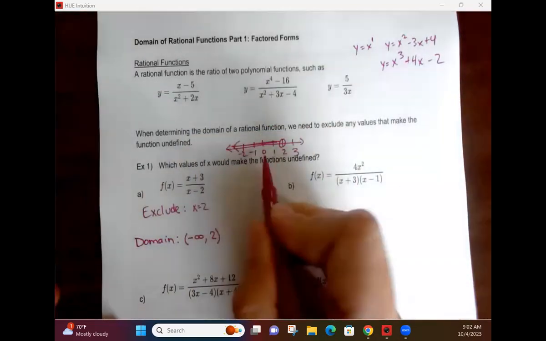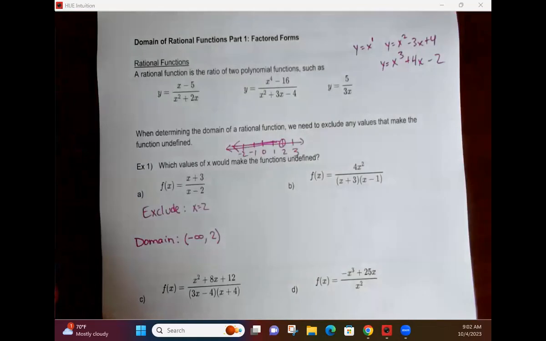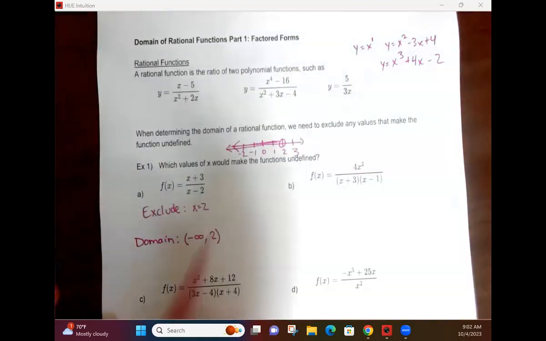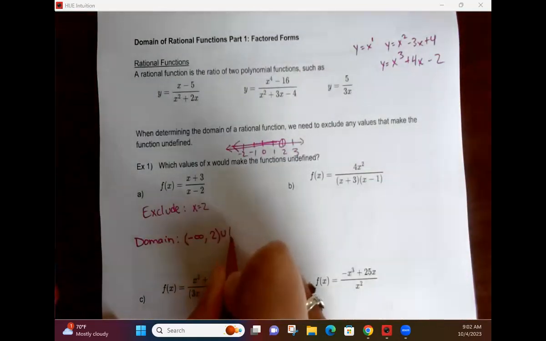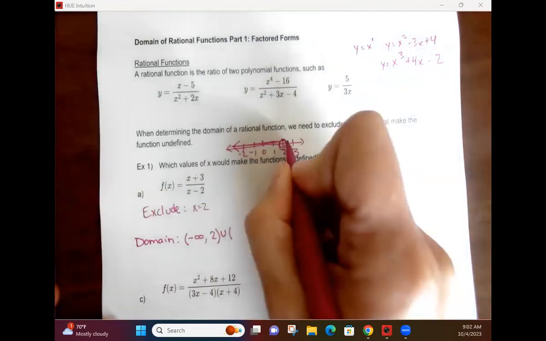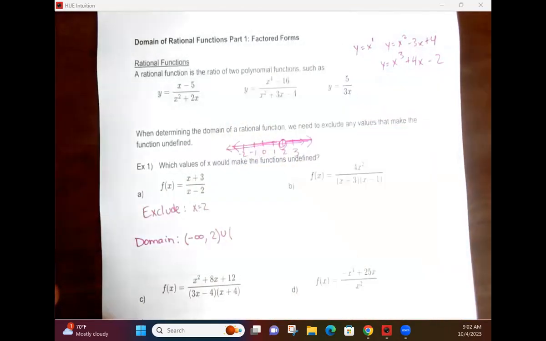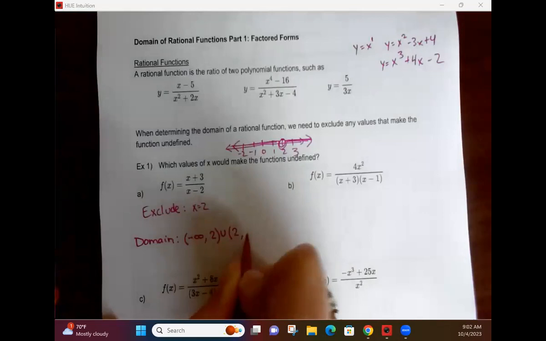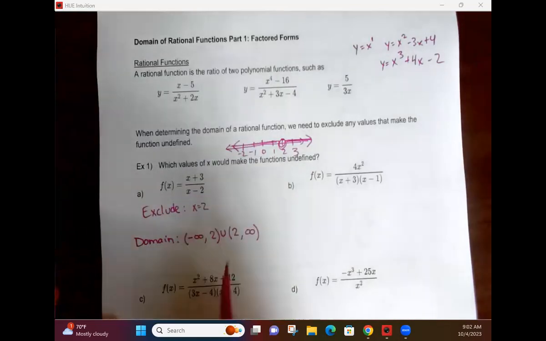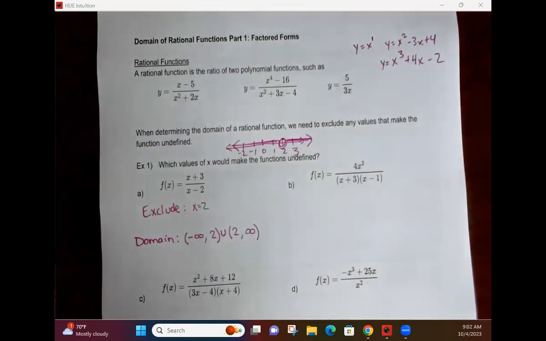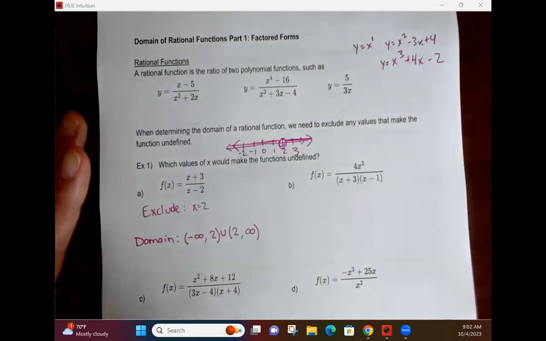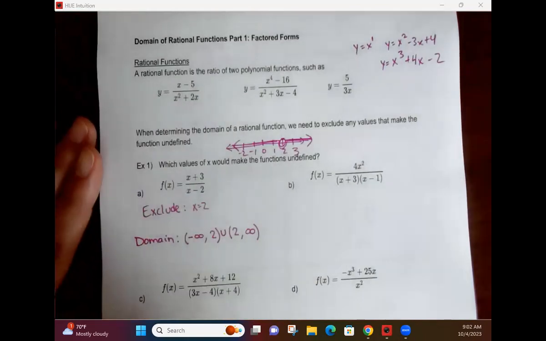But that's not the only thing that I can include in my domain. I can also include stuff that's bigger than 2. So I want my little union symbol here. And then, hey, anything that's greater than 2 is also fair game. So 2 to positive infinity. Again, parentheses, because I cannot include 2, and infinity is not a point that I can actually have in the domain. It's this idea that we continue forever. But this would be my domain.